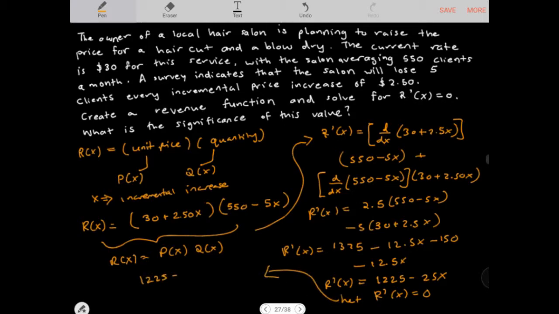So you get 1225 minus 25x is equal to 0. I'm going to move the 1225 over, so negative 25x is equal to negative 1225. If I divide both sides by negative 25, x is equal to 49. So this tells us that x is equal to 49. Well, what does x equal to 49 mean? I'm just going to make some space and erase this portion.